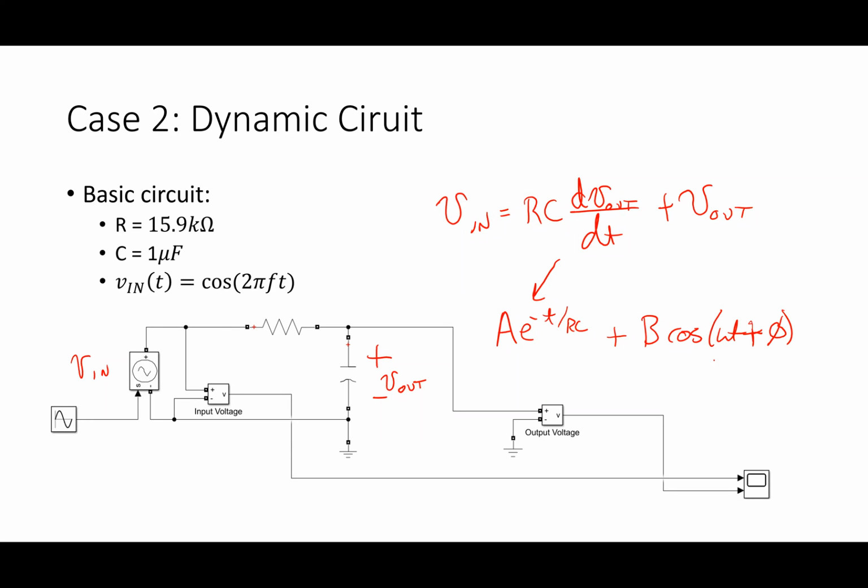So basically, this is my steady state solution here. In general, we say it has a different amplitude than the input. So this input is my V in. It's got a different amplitude and a different shift.